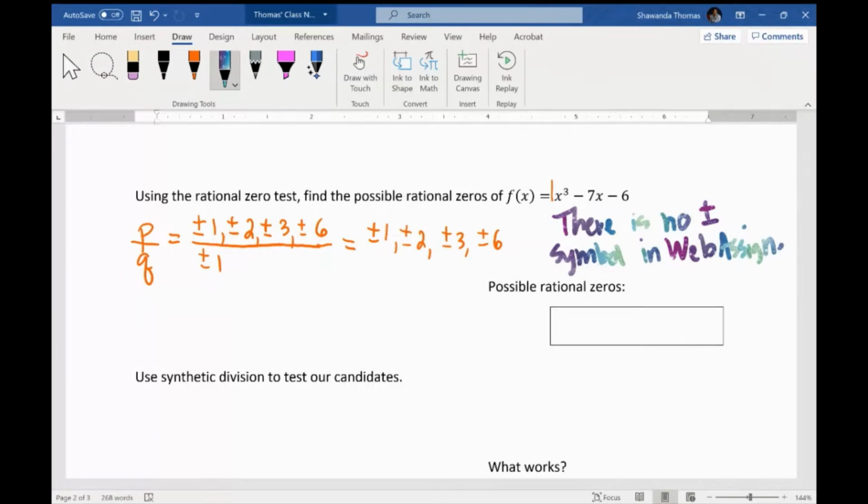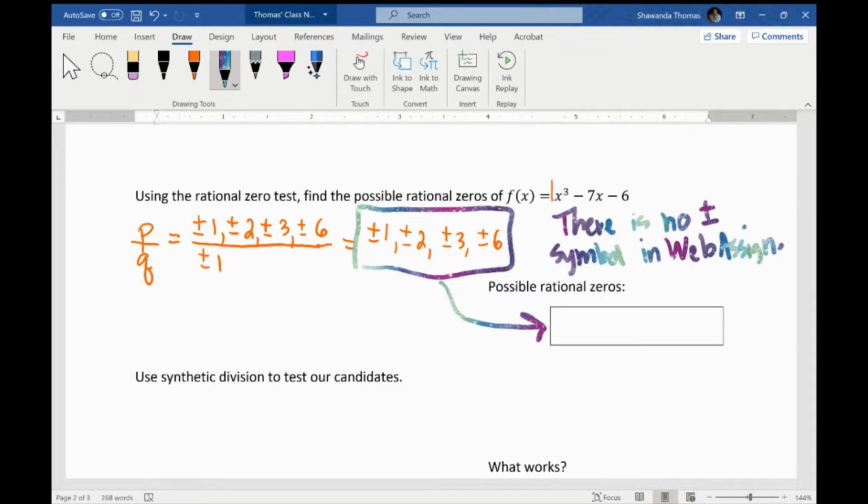These are the possible rational zeros right here. How many do we have in all? Trick question. 8. Yes, because it's positive 1, it's negative 1. It's positive 2, it's negative 2. Don't put a plus in front of the numbers, you guys, when you put it in. Just put 1, then negative 1, 2, negative 2, for example. So this is the answer for this. This is called the possible rational zeros.